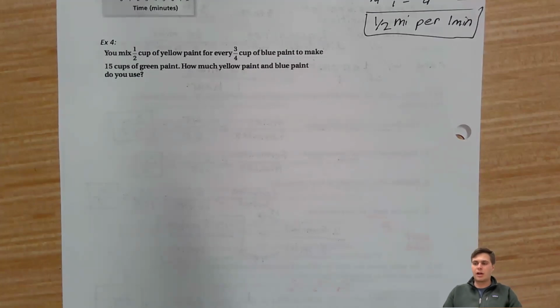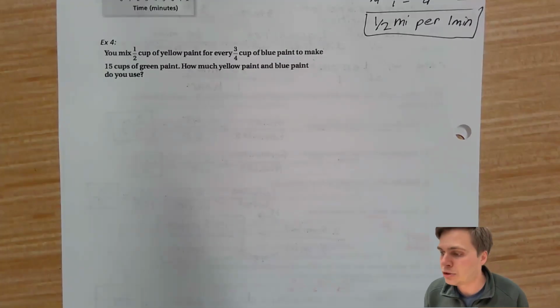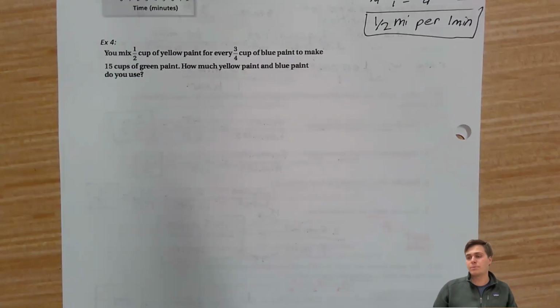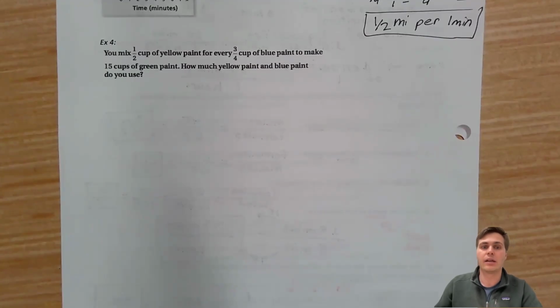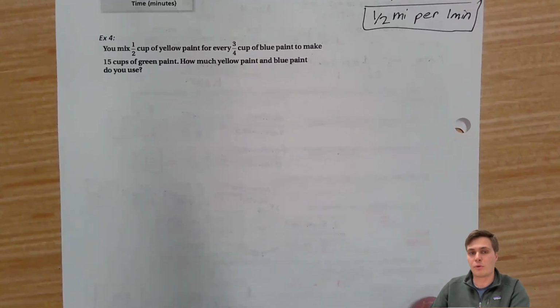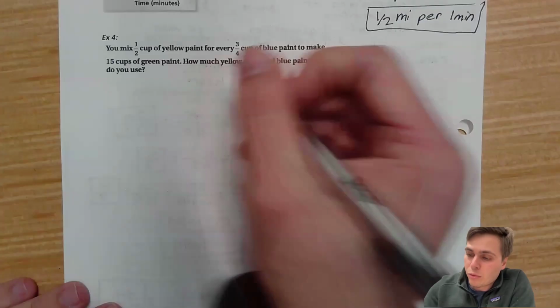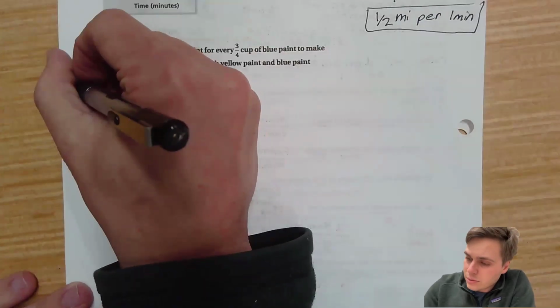You mix 1/2 cup of yellow paint for every 3/4 cup of blue paint to make 15 cups of green paint. How much yellow paint and blue paint do you use in total? All right, so we know we need a total of 15 cups of paint, and we need not half of that total paint, but for every 1/2 cup of yellow paint, there is 3/4 cup of blue paint. So we can do this in a couple ways.